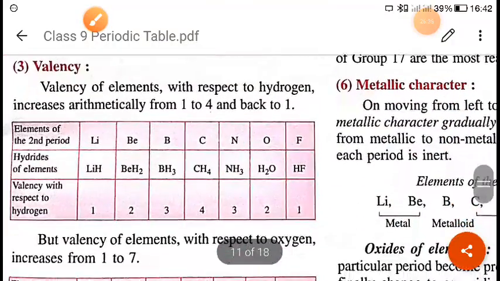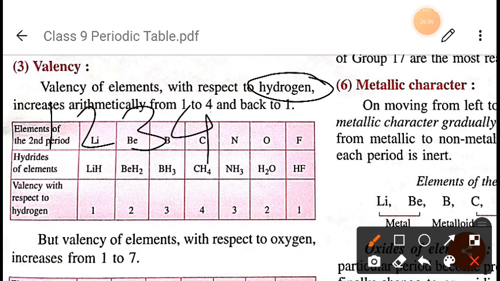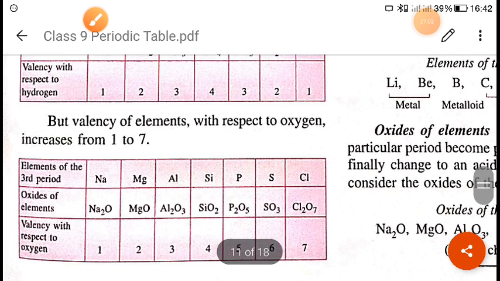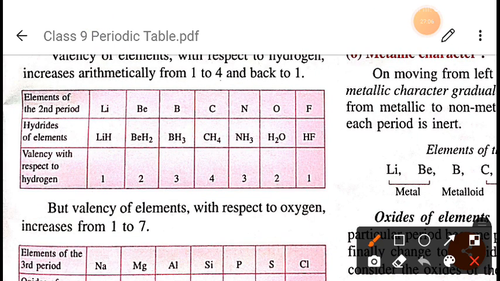Now next is valency. The valency of an element with respect to hydrogen first increases from 1 to 4 and then comes back to 1. It means, if you compare the valencies with respect to hydrogen, it will first go from 1 to 4, like 1, 2, 3, 4. After that it will be 3, 2, and 1. It will come like this, right? I have given you one example also: 8 minus the group number. As you can see, in the hydrides, for example lithium, if we are talking about the hydride of lithium, its valency with respect to hydrogen is 1.